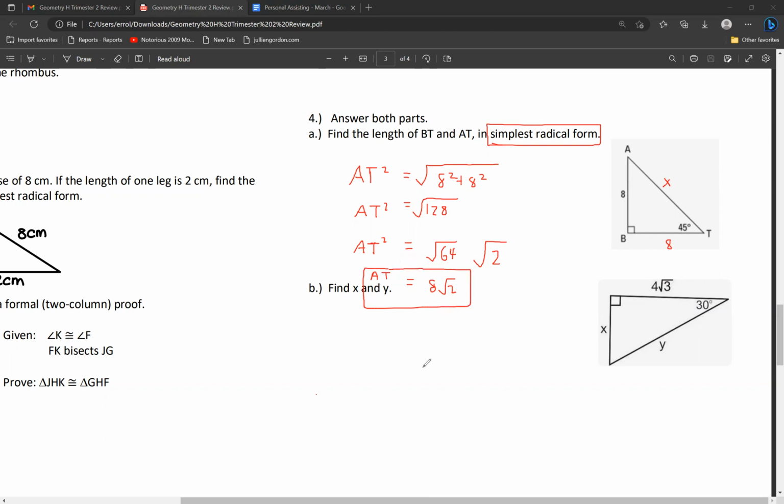I just did 8. That's why it was 8 over there. Like BT and AB equal 8. And I just put 8 radical 2. But where's the radical 2 though? How do you know to write that right off the bat?